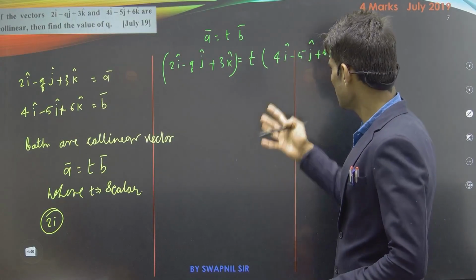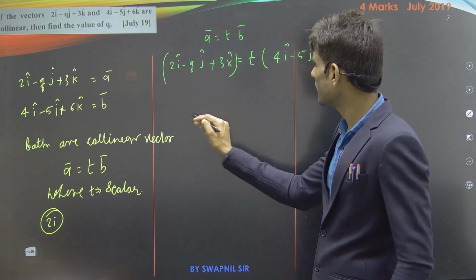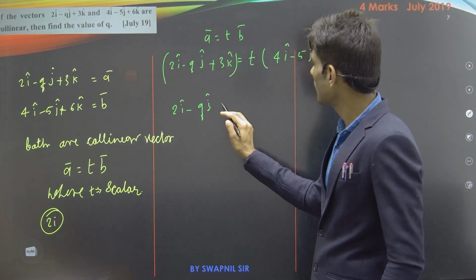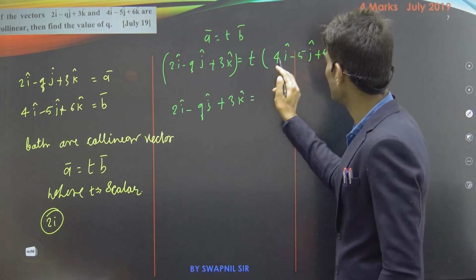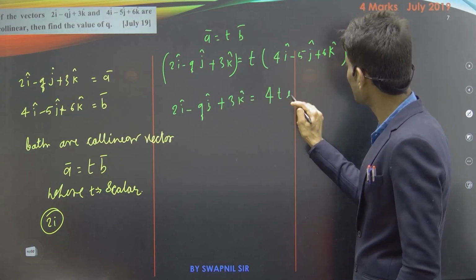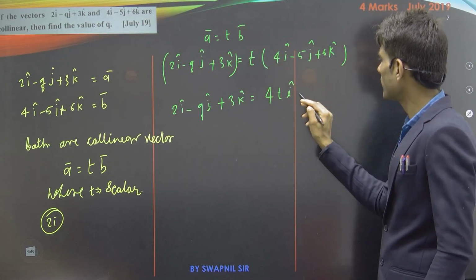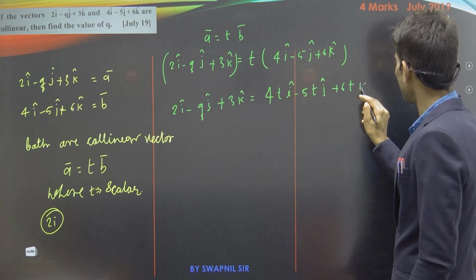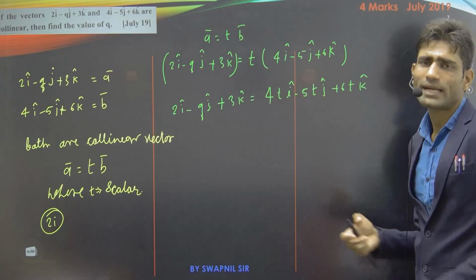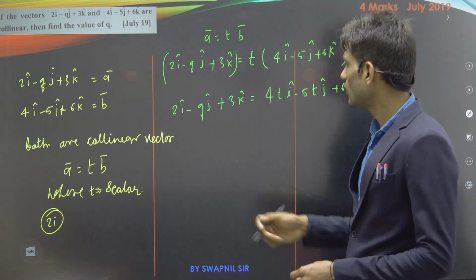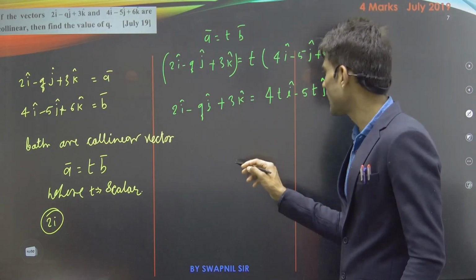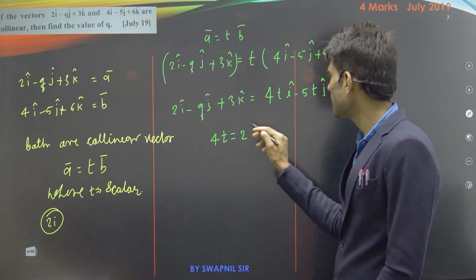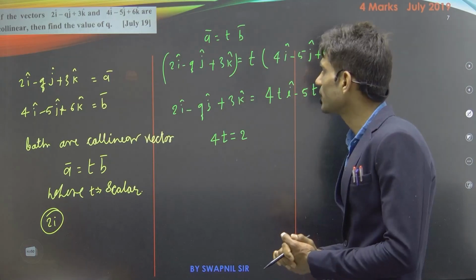Now let's do the multiplication of t under the bracket. So we get 2i cap minus q times j cap plus 3 times k cap, which is equal to 4t times i cap minus 5t times j cap plus 6t times k cap. We compare both sides, taking similar variables together. We can see that 2 i cap is equal to 4t times i cap, so 4 times t is equal to 2.